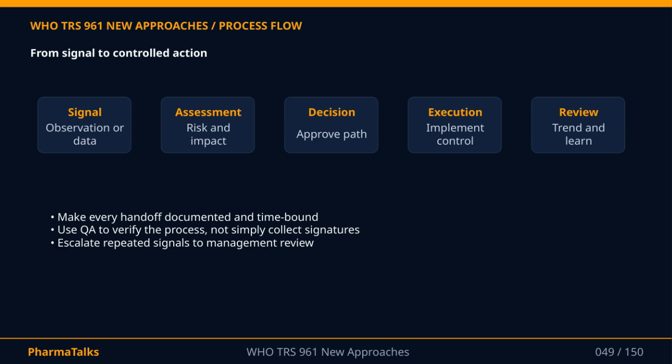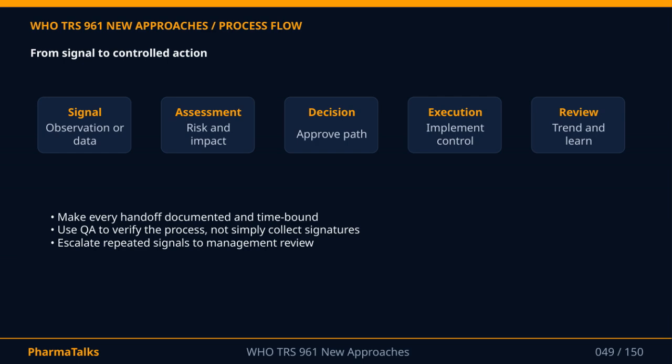Next, we move into assessment, where we evaluate the risk and potential impact of the signal. This step is key to understanding how seriously we need to take the issue and what kind of response is warranted. Following assessment, a decision is made to approve the path forward. This ensures that any action taken is deliberate and based on solid information.